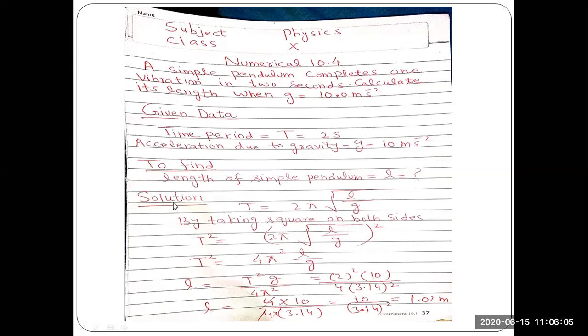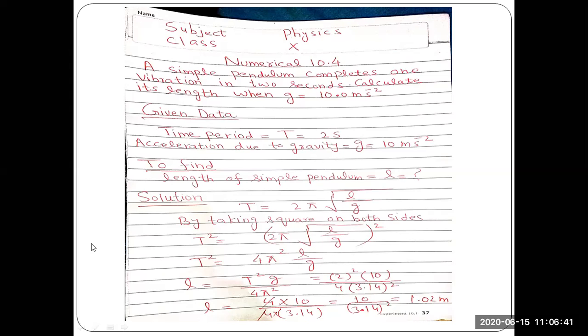So solution, if we go back to the solution, time period is equal to 2 pi under root L over g. We use this formula in numerical 10.1, 10.2 and 10.3. Taking square on both sides, T square equals 2 pi square root of L over g, whole square. If I open this bracket, 2 square will be 4 and pi square, and this square root will be cancelled with square. So what is left? T square is equal to 4 pi square L over g.